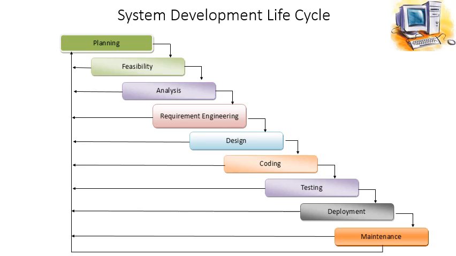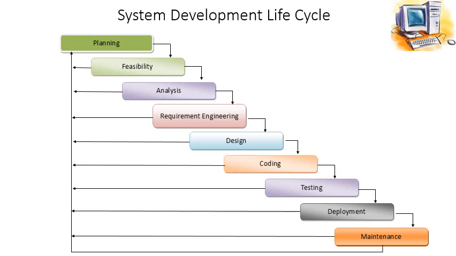Once the testing is satisfactory, then we have to deploy the software or the system in a real environment. And after deployment, we have to maintain the system with the passage of time, because each and every system, whether it is a software based system or a hardware based system, needs regular maintenance to perform its tasks. So maintenance is the last phase, and here we can observe that from each and every phase we can go back to the first step.